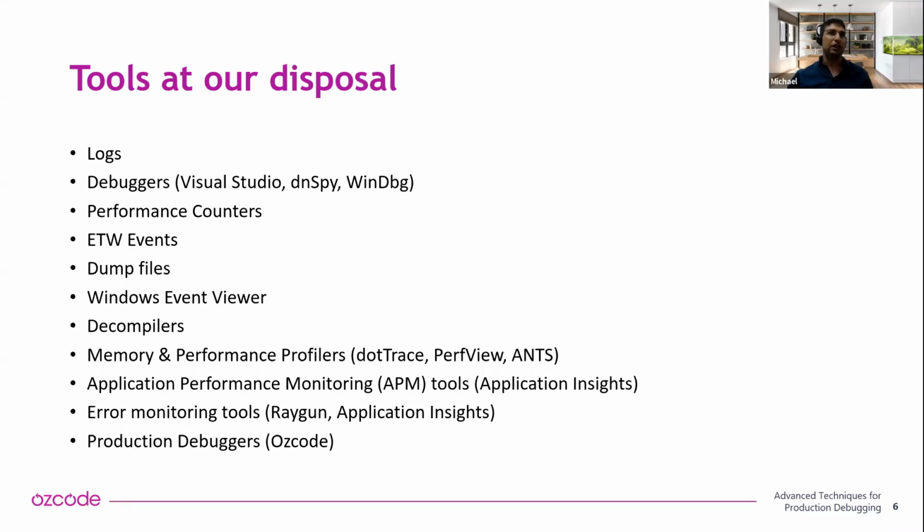Performance counters and dump files now have some sort of support with the .NET Core 3 SDK, but it's minimal compared to what we have on Windows. Finally, we have various profilers, memory and performance profilers, APM tools, error monitoring tools. Well, we're not going to get into those, so I'll go through them quickly. And we have production debuggers like OzCode.